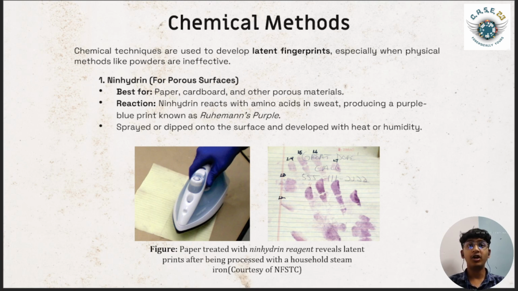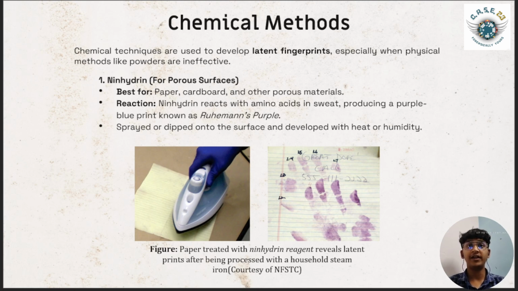Sometimes regular powder methods don't just cut it, especially on surfaces like paper, fabric, or cardboard. That's where chemical methods come in, reacting with fingerprint residues to make them visible. Let's check some of the most commonly used ones.